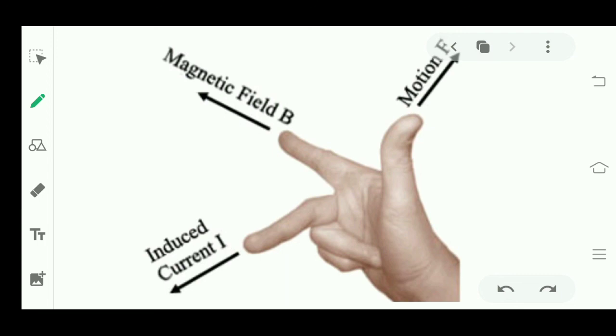How? See, your thumb should be perpendicular to the first finger and your first finger should be perpendicular to the second finger, like Fleming's left hand rule. When you point your thumb in the direction of motion and your first finger in the direction of magnetic field, then your second finger will show the direction of induced current. This is Fleming's right hand rule. This is how you can know the direction of induced current.